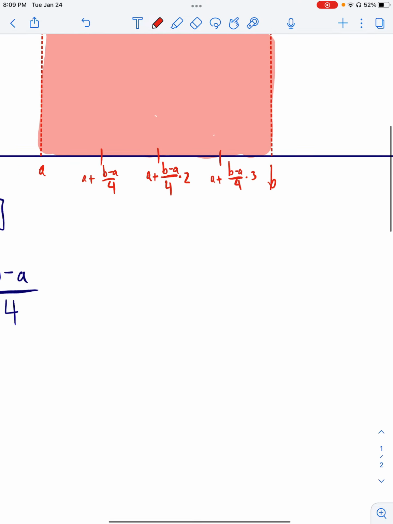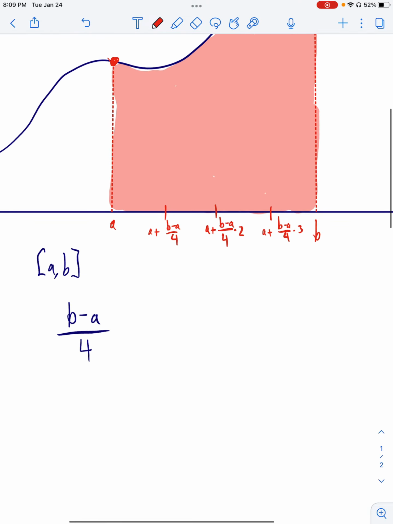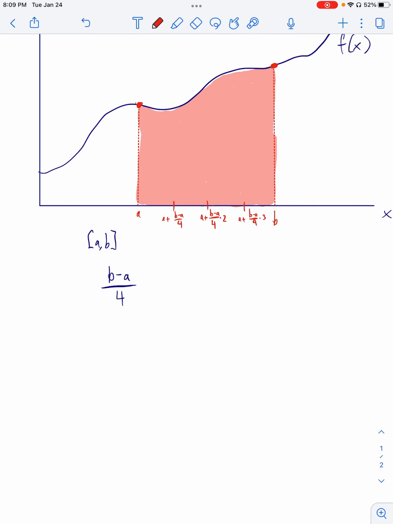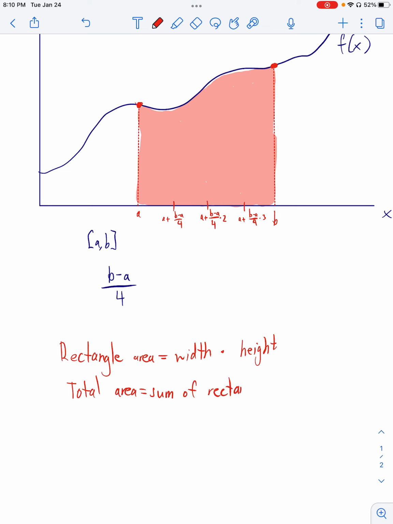So good stuff. For each rectangle, a rectangle area is going to be its width times its height. So then the total area is going to be the sum of the rectangle areas.